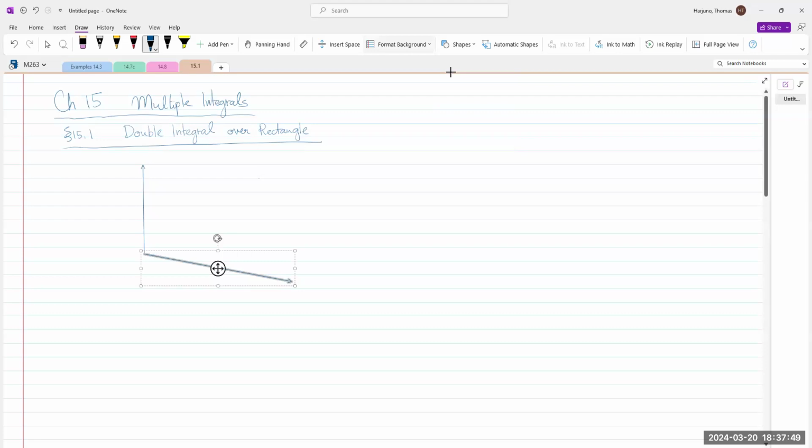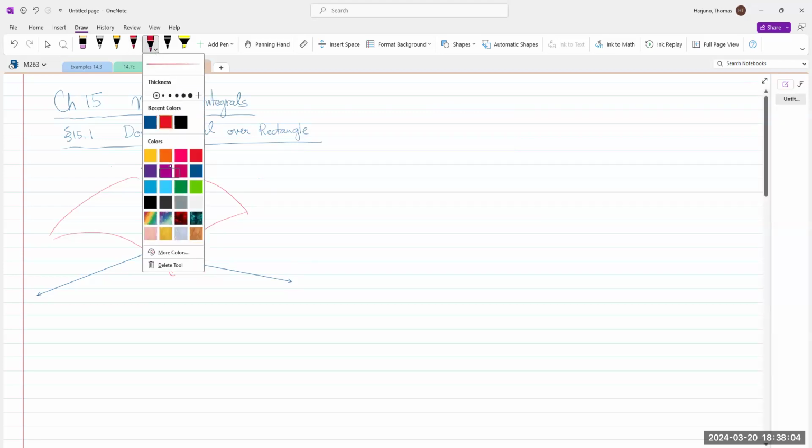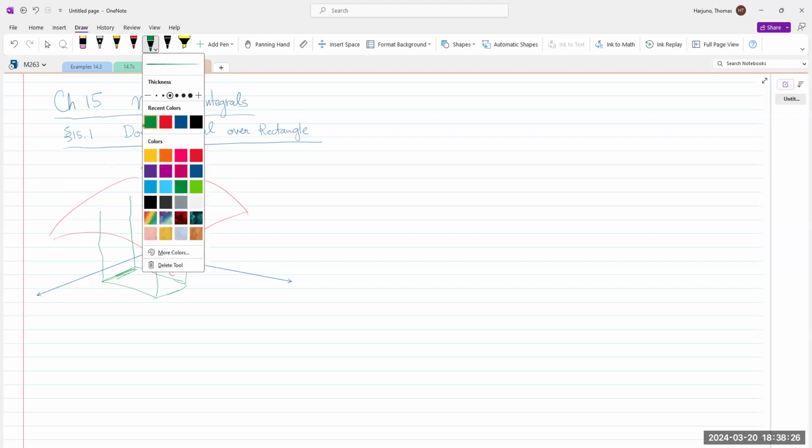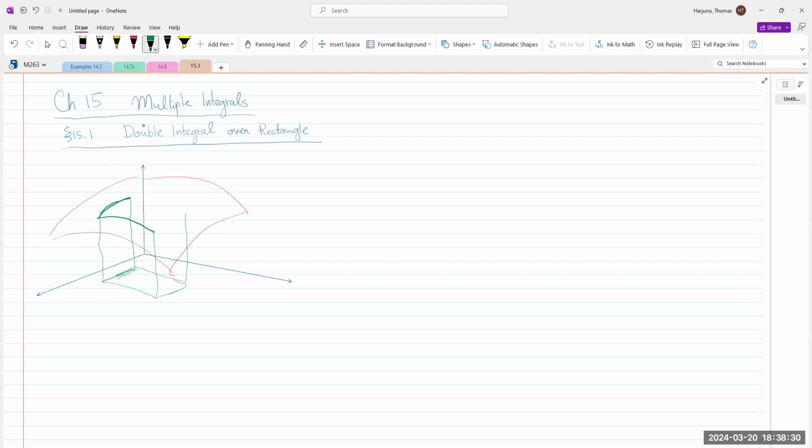So suppose I have a function that looks like this, let's say that's the surface. But we want to compute the integral over the following domain, and the domain is just a rectangle. I try my best to draw the rectangle. So this is the rectangular domain R, and this S here is the surface over that domain R.